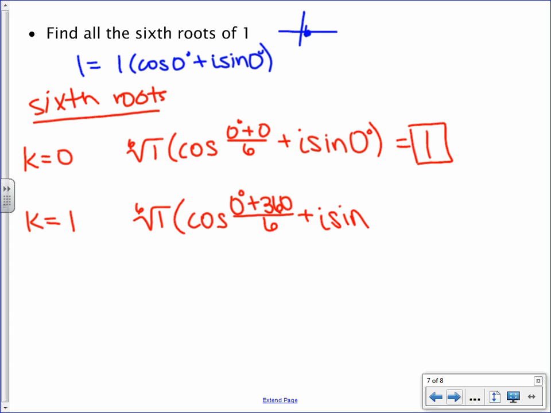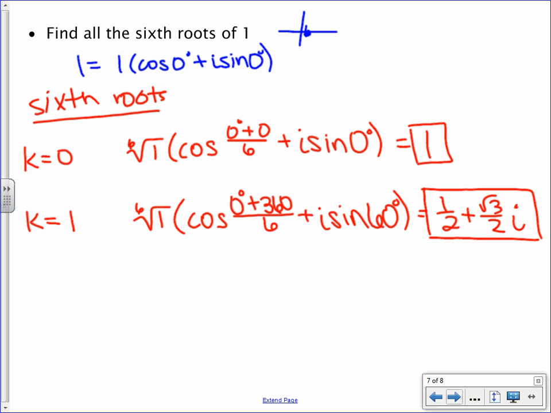What does that make our angle? 60. Okay, that's a nice angle, isn't it? So the sixth root of 1 is 1. The cosine of 60 is 1/2, so we have 1 times 1/2. Plus, what's the sine of 60? There's our second root. If I take that number to the sixth, we should get 1, because it is a sixth root.